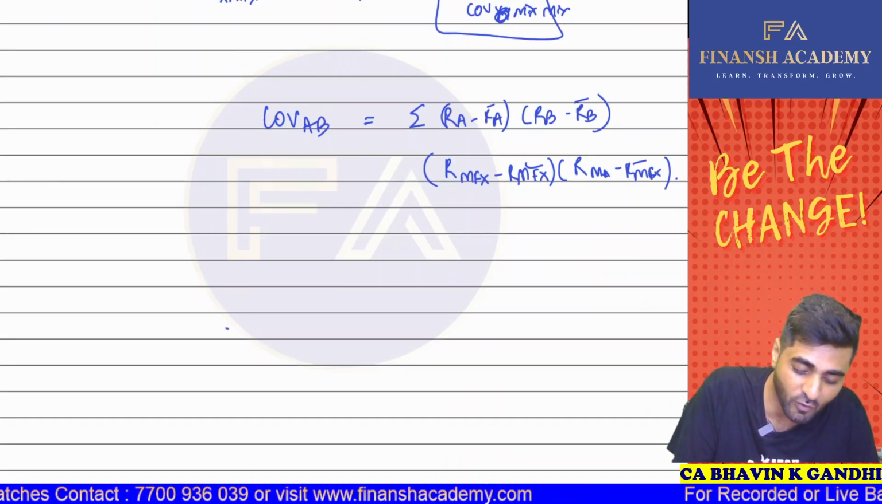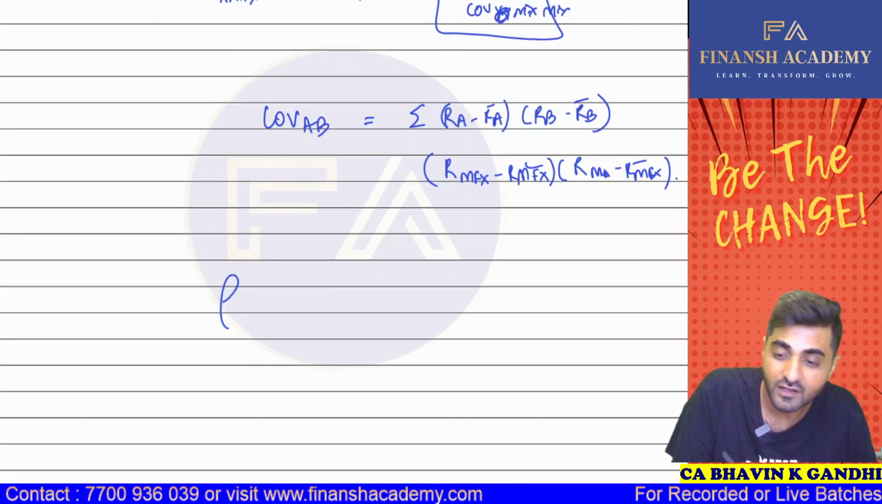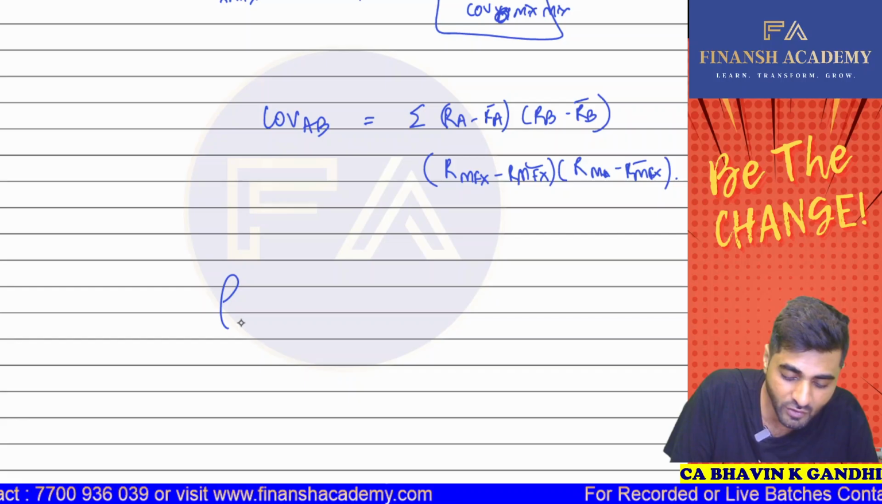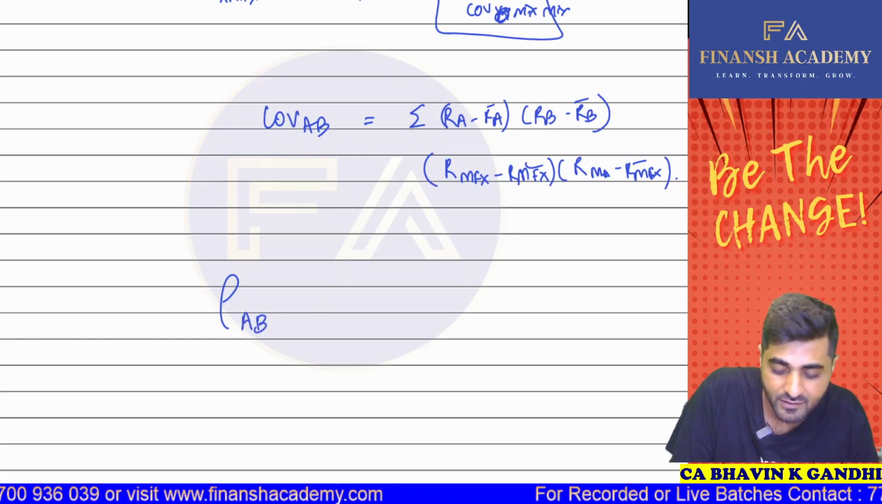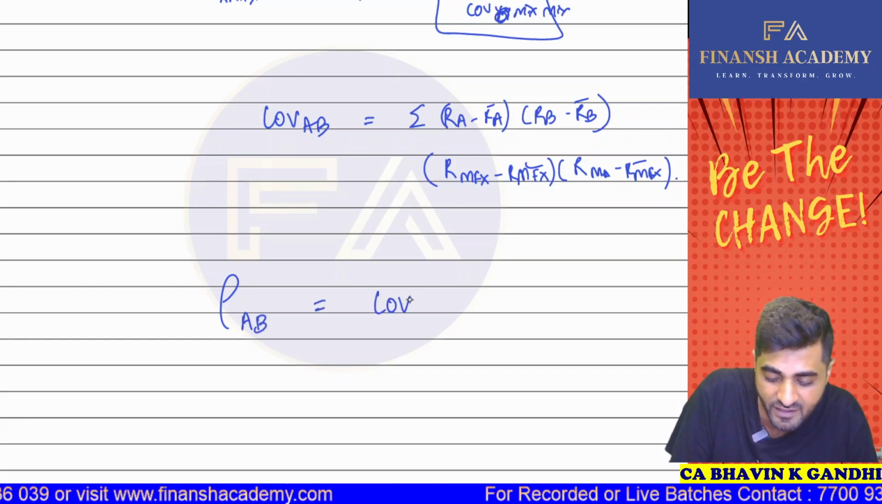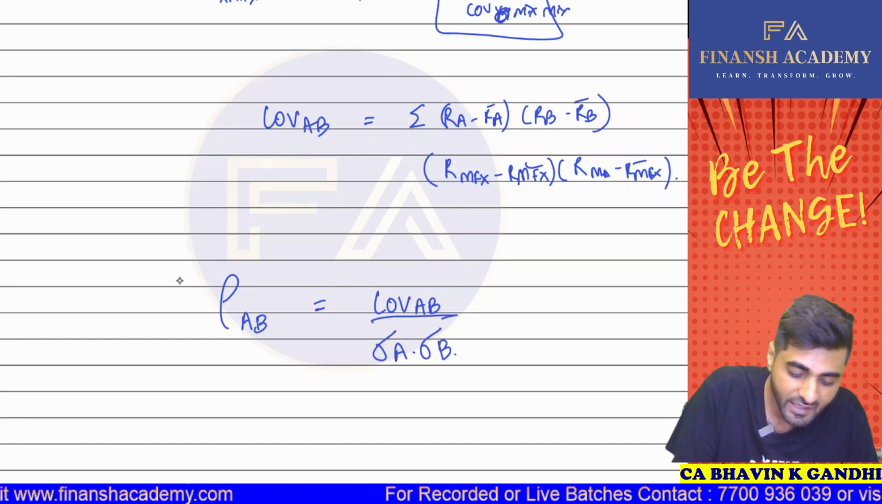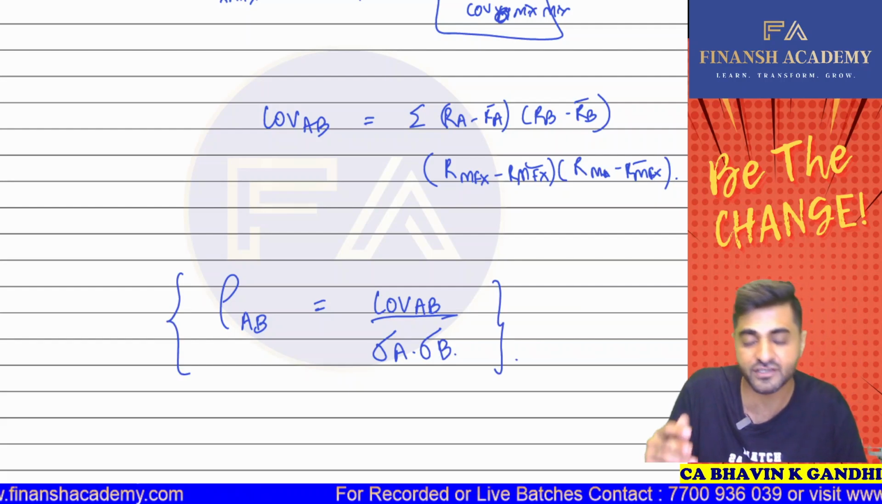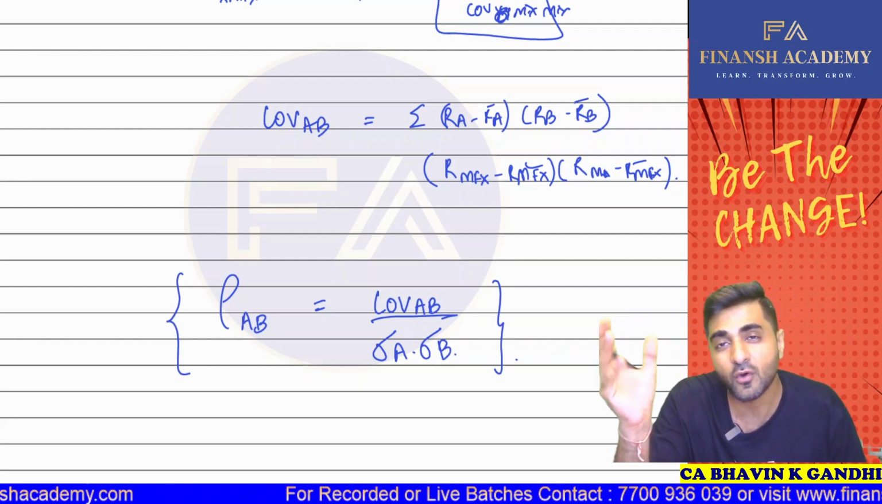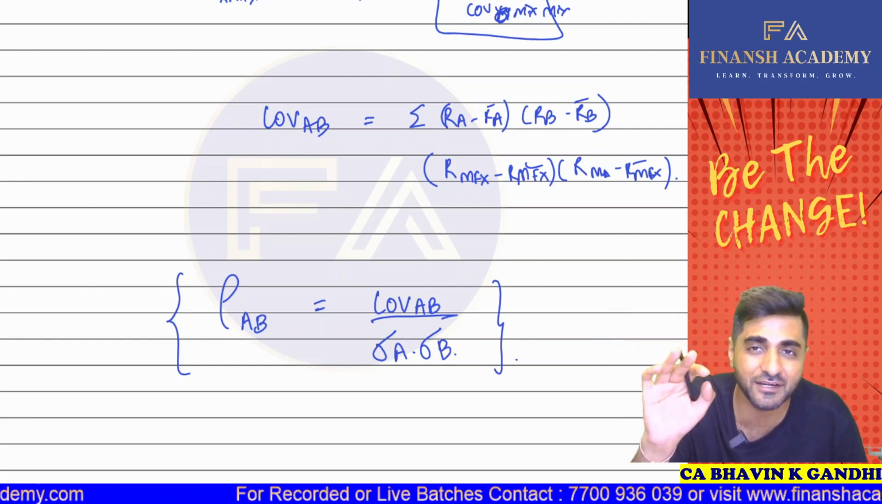Now, what's the formula for correlation coefficient of A with B? Can I say that is nothing but covariance of AB upon standard deviation of A into standard deviation of B? Is this the formula for correlation coefficient of AB, yes or no? Yes. Covariance AB upon standard deviation A into standard deviation B.